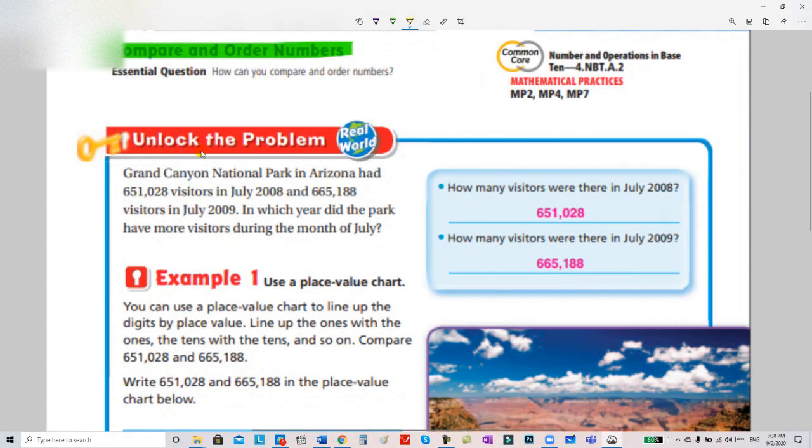Okay, we have here this story problem. Grand Canyon National Park in Arizona had 651,028 visitors in July 2008 and 665,188 visitors in July 2009. In which year did the park have more visitors during the month of July?